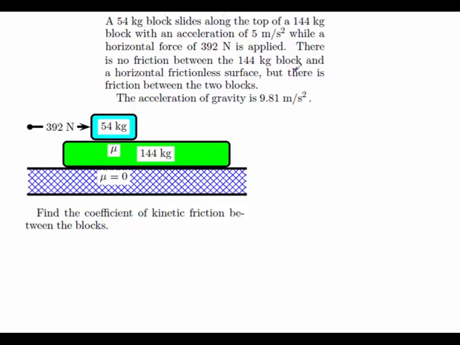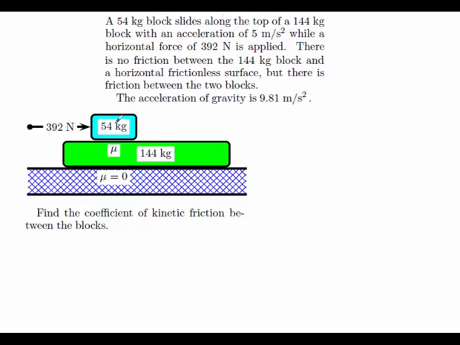The first problem, I have a 54 kilogram block. It slides along the top of a 144 kilogram block with acceleration of 5 meters per second squared while a horizontal force of 392 is applied. There's no friction between the 144 and the horizontal surface here, but there is friction between these two blocks. First thing I'm going to do is find the coefficient of kinetic friction.